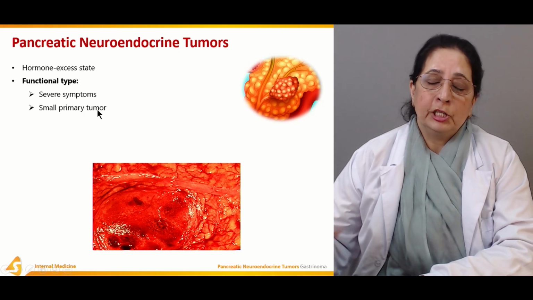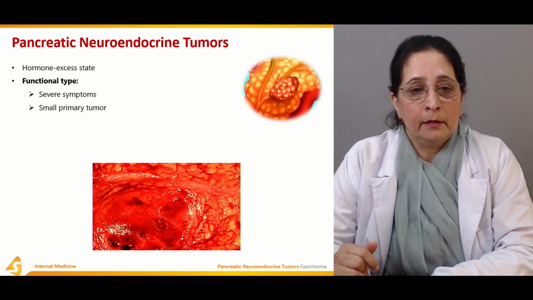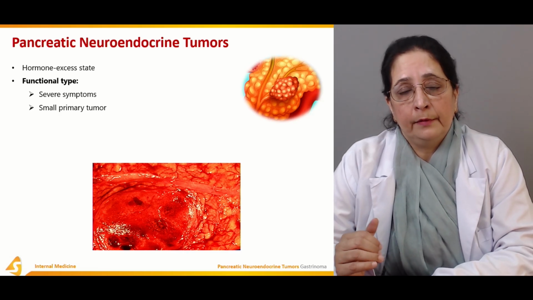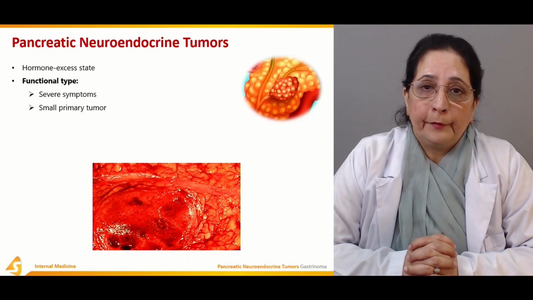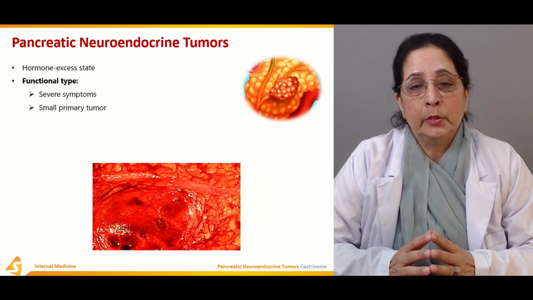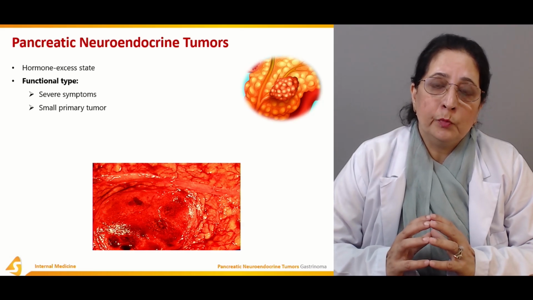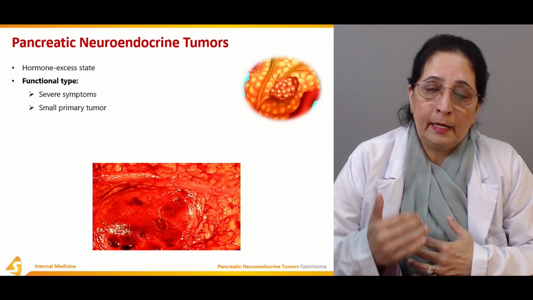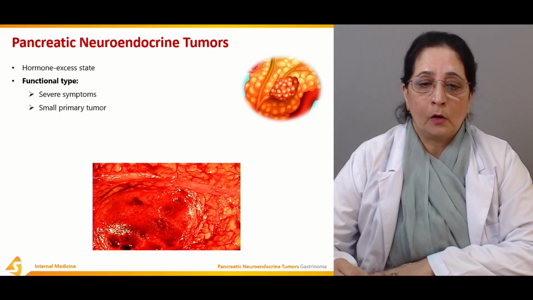It can be the functional type. The functional type of these tumors is associated with very severe symptoms of the hormone excess, and they are usually small primary tumors. The primary tumors are the tumors which are not secondary from other sites. They develop primarily in the pancreas, and they are small in size.